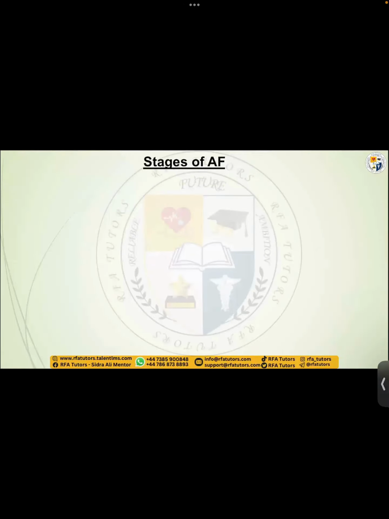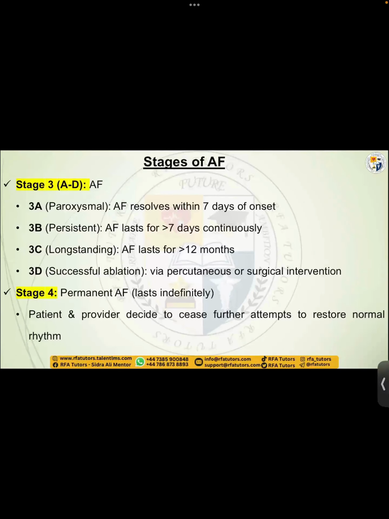And as I said, the other stages of atrial fibrillation are associated with the duration. So this is stage 3.